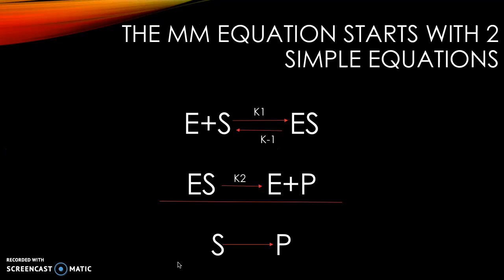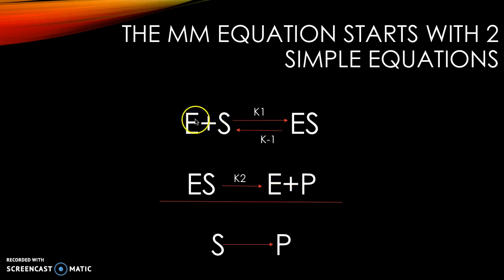So to begin, we're going to look at two simple equations. The first being how enzyme plus substrate equals the enzyme-substrate complex. And then from there, the enzyme-substrate complex becomes enzyme plus product. And as you can see, the reaction arrows here have separate constants for each reaction. So the forward reaction, where enzyme plus substrate forms the enzyme-substrate complex, is K1, and the reverse reaction would be denoted by K-1, and then K2 would denote the product formation.